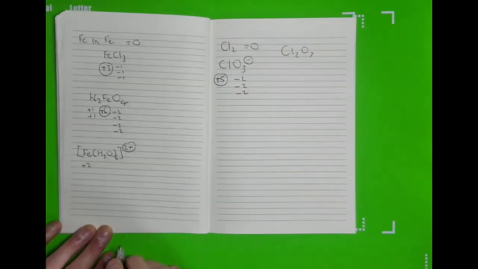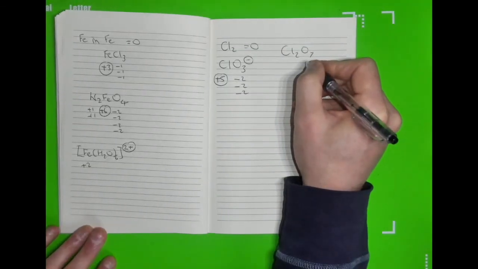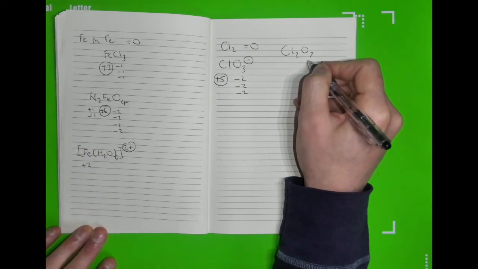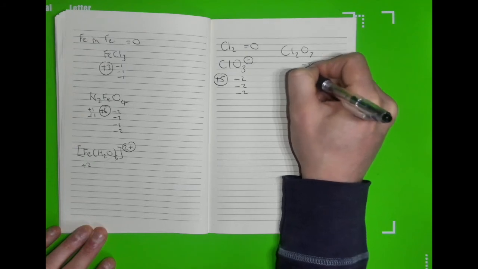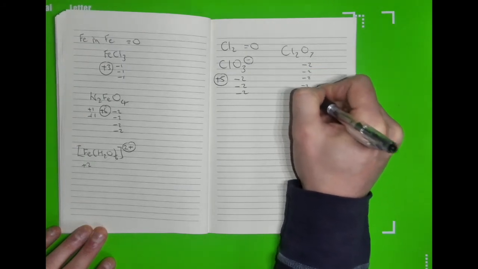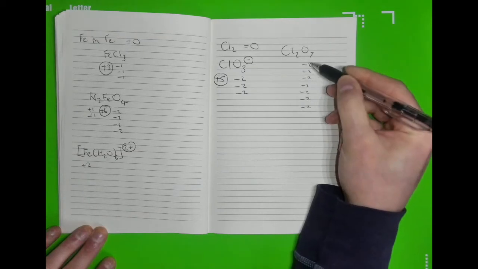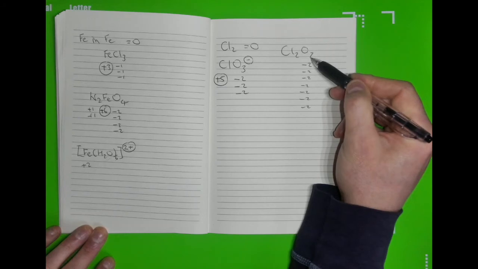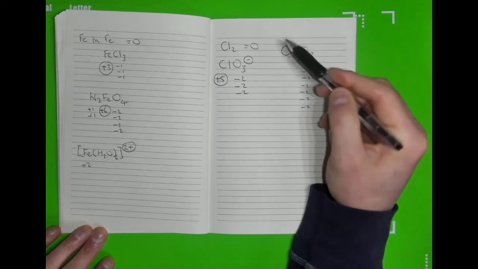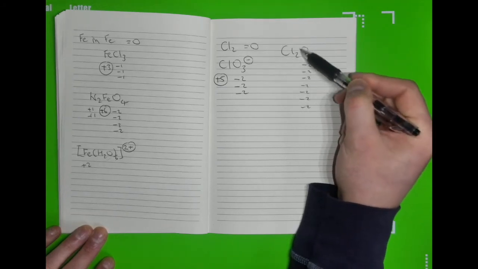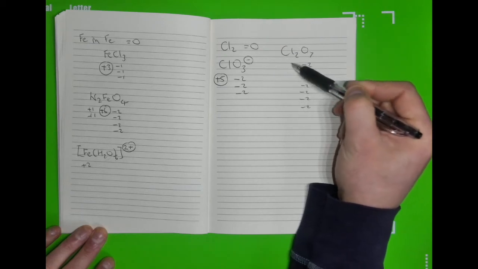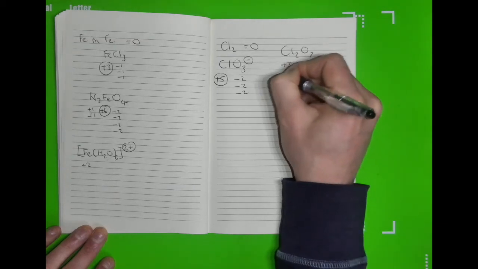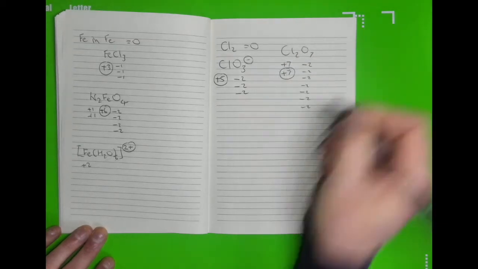Cl2O7. What we've got here is chlorine chemically bonded to oxygen. So each oxygen must be -2. There's 7 of those there. That's a charge of -14 on all 7 oxygens. Therefore, the charge on the chlorines here must be +14. Because I've got 2 of them there, each of them is +7. So chlorine has an oxidation state of +7.